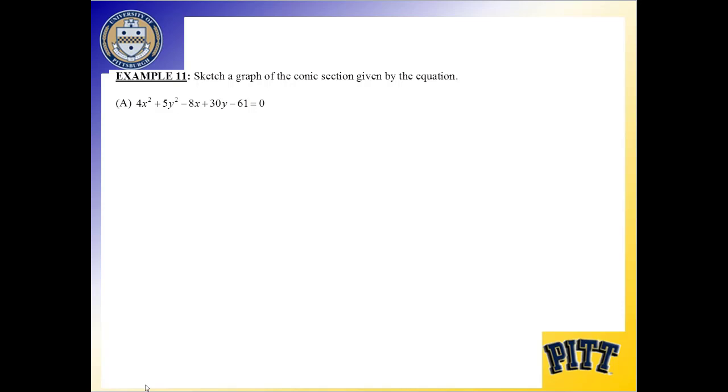We want to sketch the graph of the conic section given by this equation. So here's this equation here. As I said, within 3 seconds I should be able to tell what this is. I look at my A and B values. My A is 4, my B is 5. They're both here, so it's not a parabola. They're not equal, so it's not a circle. They are both positive though. So this thing is an ellipse.